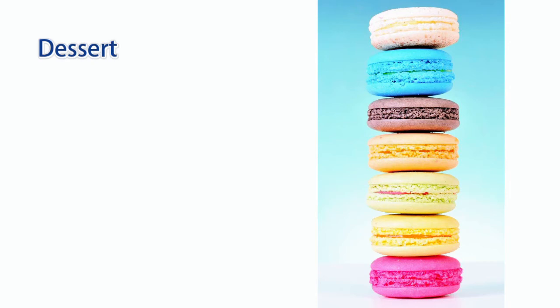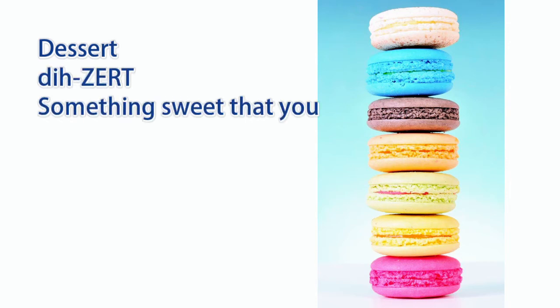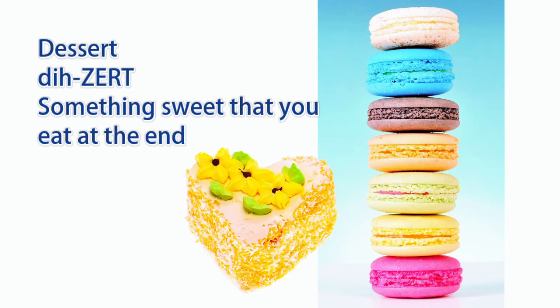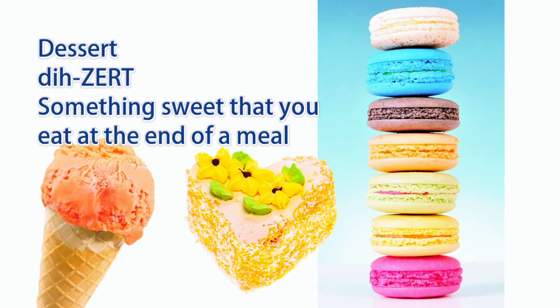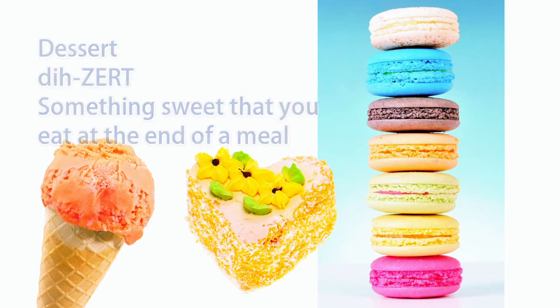Now let's take a quick look at the word dessert with two S's, D-E-S-S-E-R-T. This word means something sweet that you eat after a meal. This word is very commonly mispronounced as desert, but please remember that it is correctly pronounced as dessert. Dessert. The emphasis is on the second syllable, dessert.